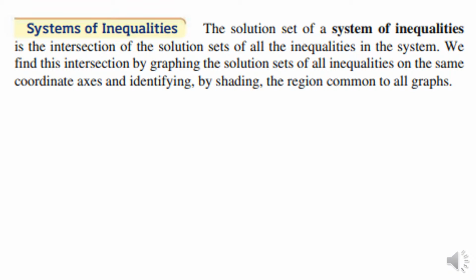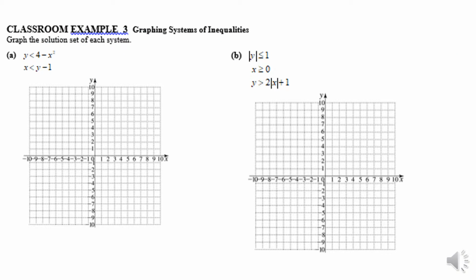Sometimes we have more than one inequality, particularly in linear programming we will have more than one inequality. So the solution set of a system of inequalities is the intersection of the solution sets of all the inequalities in the system. We will find this intersection by graphing the solution sets for all of them and seeing where they overlap and shading the region that was common to all the graphs. Here are two examples. Pause the video, do each of these, and let's see how you do.